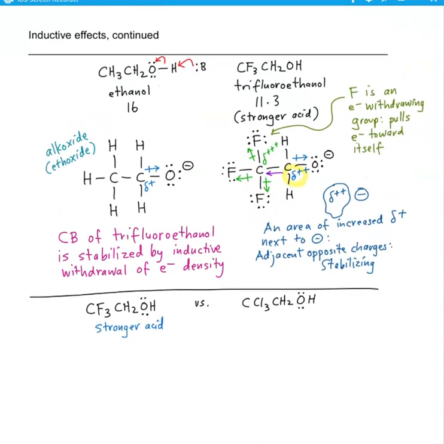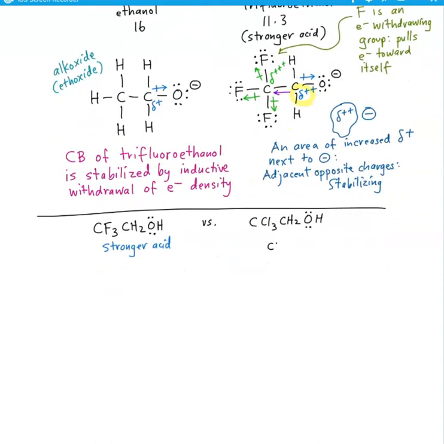So if we extrapolate what's going on here to the structures that we drew above, imagine the structure of the conjugate base of trifluoroethanol, except replace all of the fluorines with chlorine atoms. So we can just draw that out quickly. So it'll look something like this. Like so. Let's clean up our bonds a little bit.